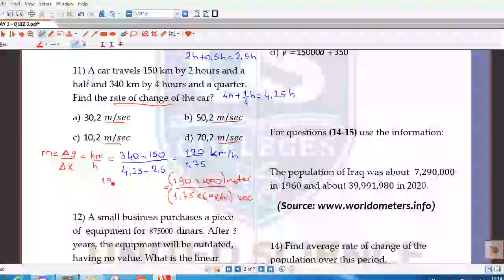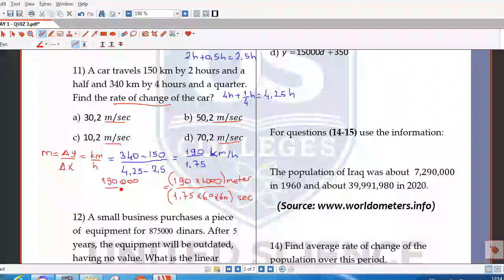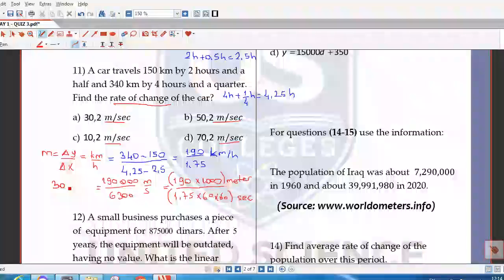It will be 180,000 over 6,300 meter per second. So the approximate value is going to be, the division is 30.158 meter per second. The approximate value is going to be A.